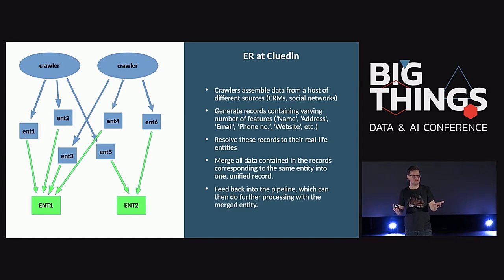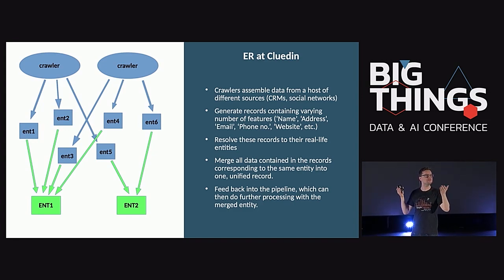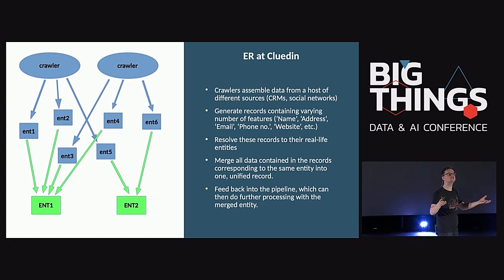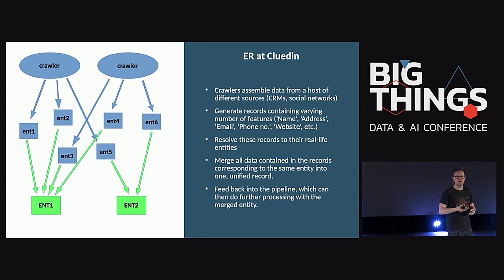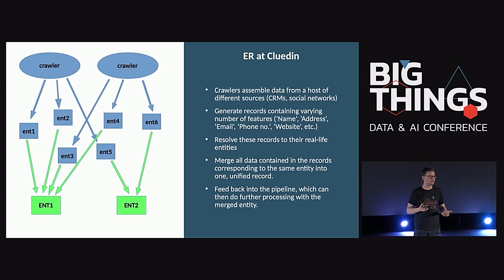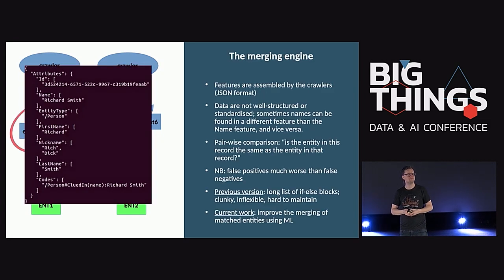It's a pretty classic problem. You've got data coming in from different sources. Our task is to turn multiple records into potentially fewer records. So merging, entity linkage, and deduplication. They're all synonymous. They're all the same thing. So this is the kind of problem that we need to solve.